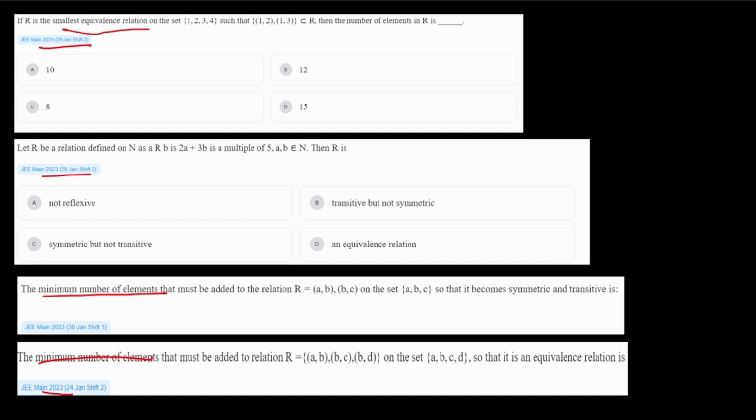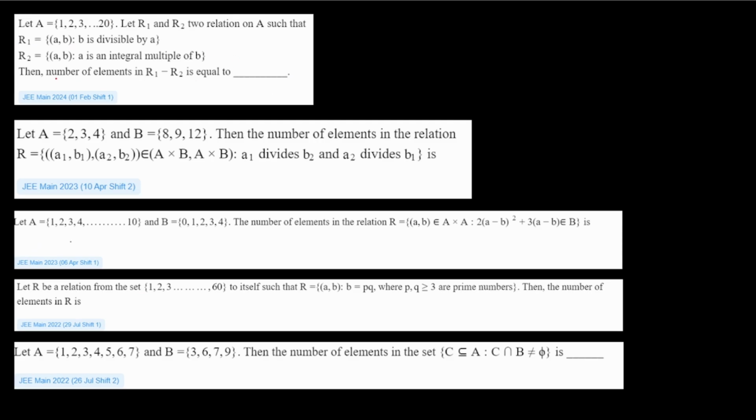So I hope you're getting the point, right? They're asking the minimum number of elements that must be added. The concept is somewhat the same with a different condition, a different kind of question. I hope it's clear. Here you can see again number of elements. This was asked in 2024. Number of elements again was asked in 2023. Again number of elements in 2022, 29th July, and number of elements again in 2022 itself, again in the July shift, right? This was asked on the 26th of July, and this was asked on the 29th of July.